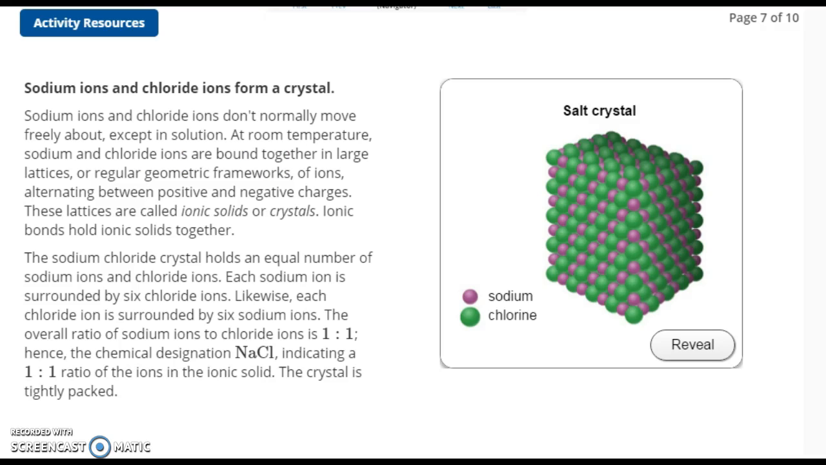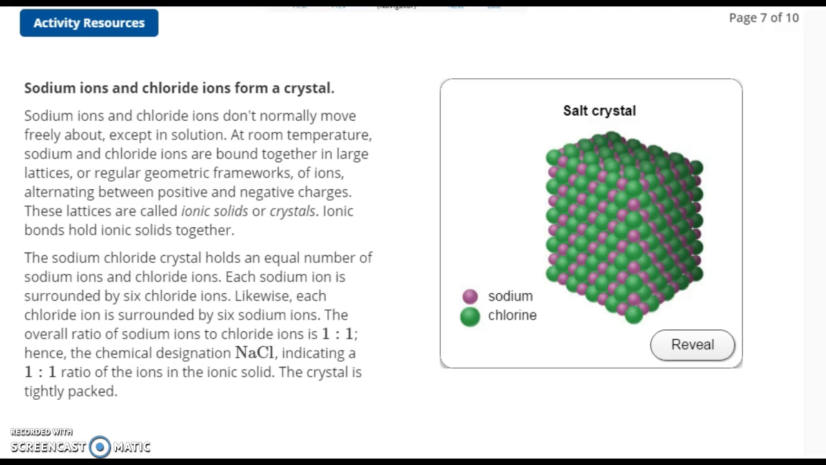Otherwise, they're stuck. At room temperature, sodium and chloride ions bond together in large lattices, or regular geometric frameworks of ions alternating between positive and negative charges. These lattices, or the cubes, are called ionic solids or crystals. Ionic bonds hold ionic solids together. The sodium chloride crystal holds an equal number of sodium ions and chlorine atoms.